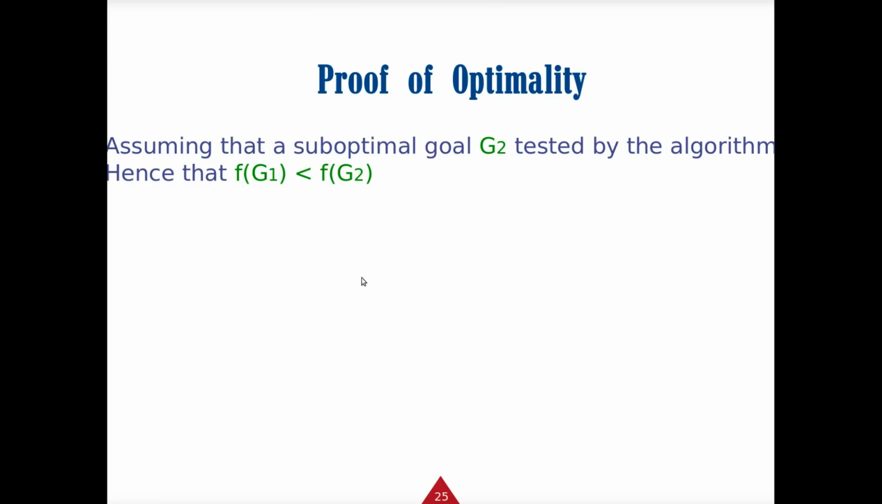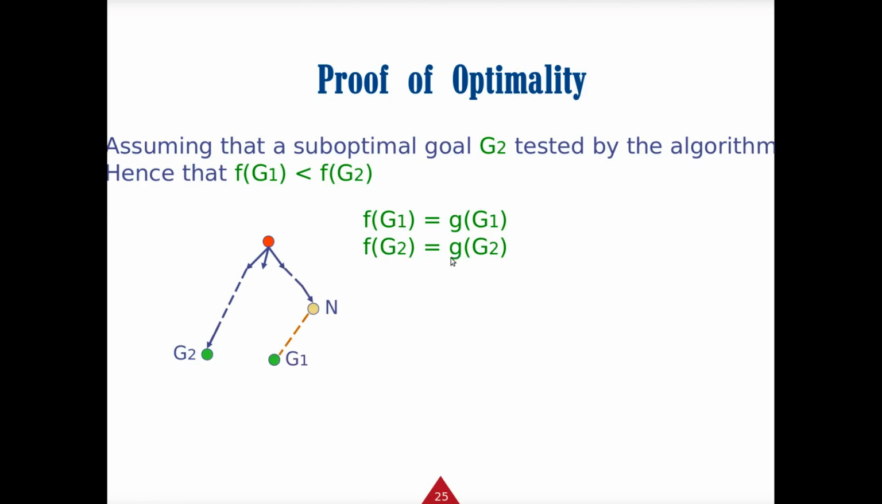So basically we're going to find a bunch of different ways to get to our point, and then whichever one has the least amount of cost is going to be our optimal one. So in this case we have f of G1 equal to g, so it's the number of steps. f of G2 is the number of steps. And then we have this node here, so we have a node n.